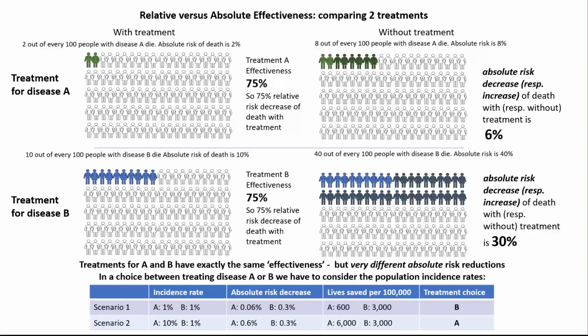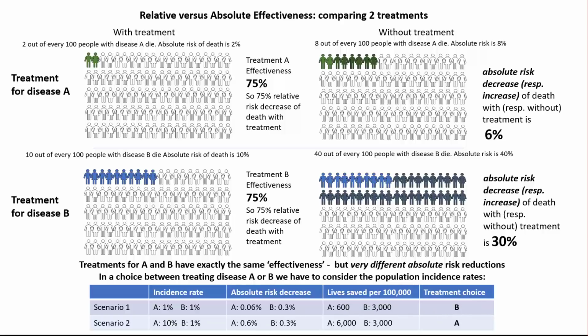So let's look at 2 scenarios here. In scenario 1, they've both got the same incident rate, 1%. So the absolute risk decrease over the population is 0.06%, 0.3% respectively. And the number of lives saved per 100,000 for A is 600, for B is 3,000. So obviously, treatment B is the one to take there.